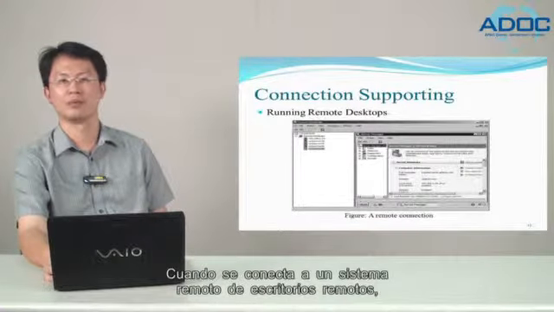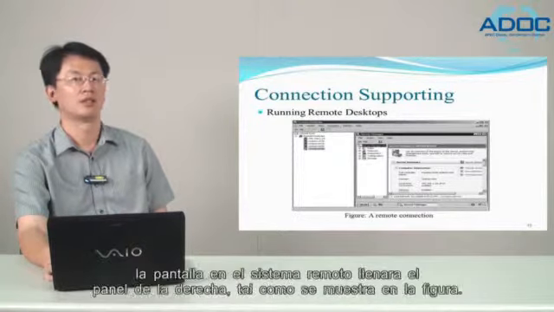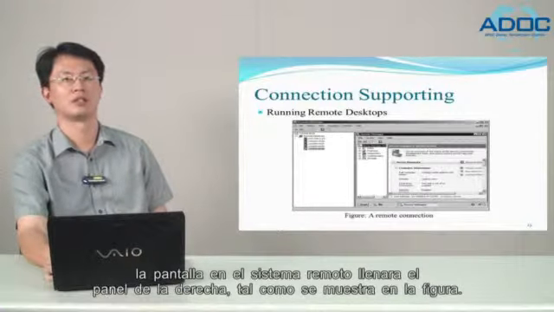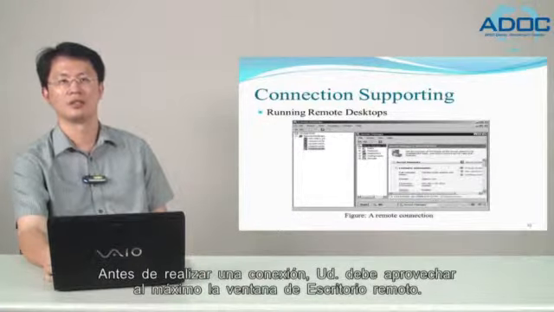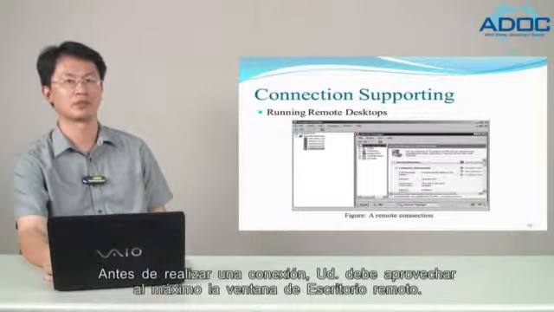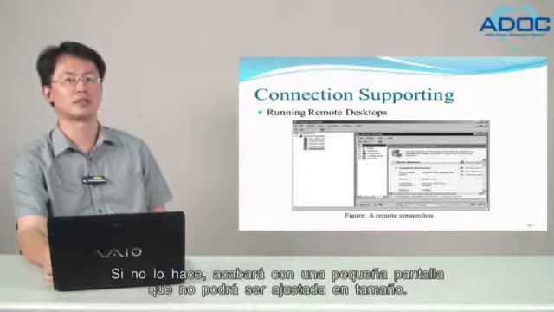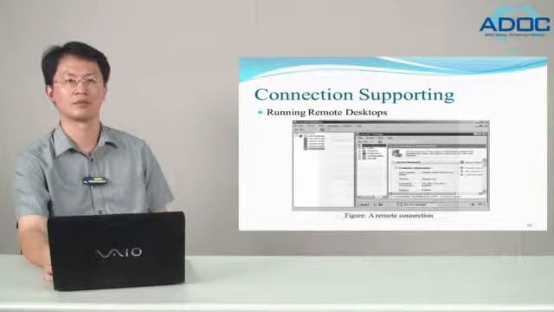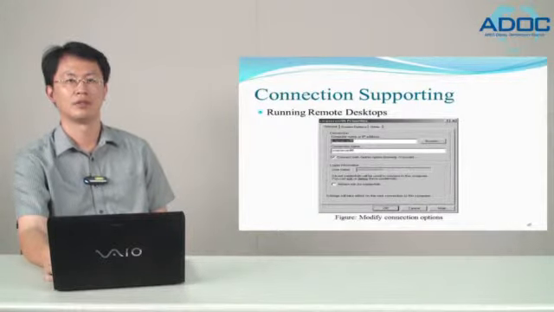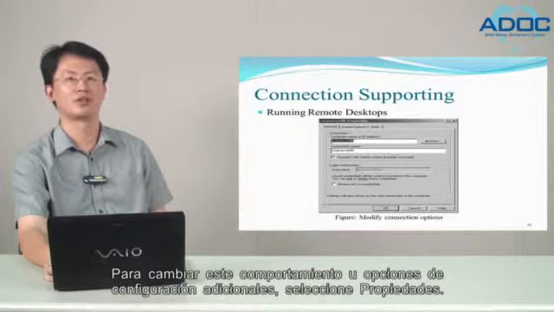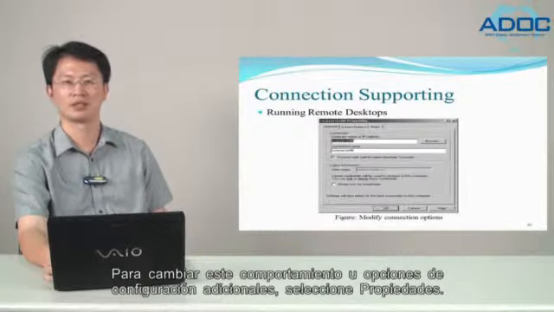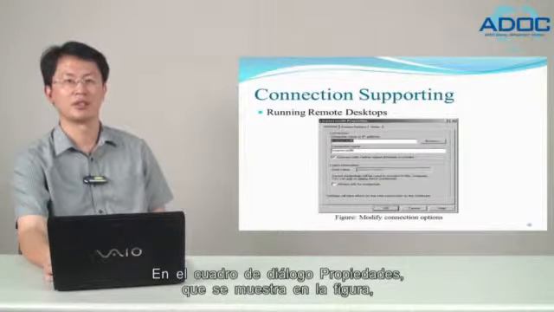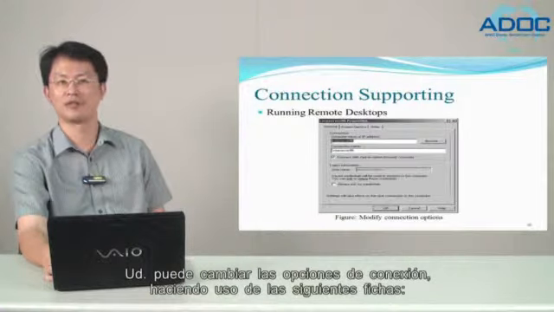And when you connect to a remote system in Remote Desktops, the screen on the remote system fills the right pane, as shown in the figures. Before you make a connection, you should maximize the Remote Desktops window. If you don't do this, you will end up with a small screen that cannot be resized. To change this behavior or configure additional options, select Properties. In the Properties dialog box shown in the figure, you can change the connection options using the following tabs.